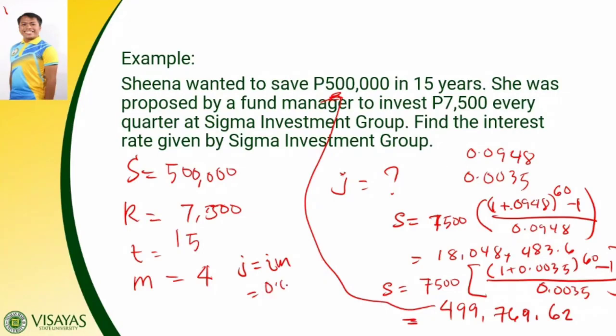So 0.0035 times M, which is 4. So this is 0.0035 times 4, that's 0.014, or times 100, 1.4%. That's your J. Okay, we have obtained 1.4%. Question, class?